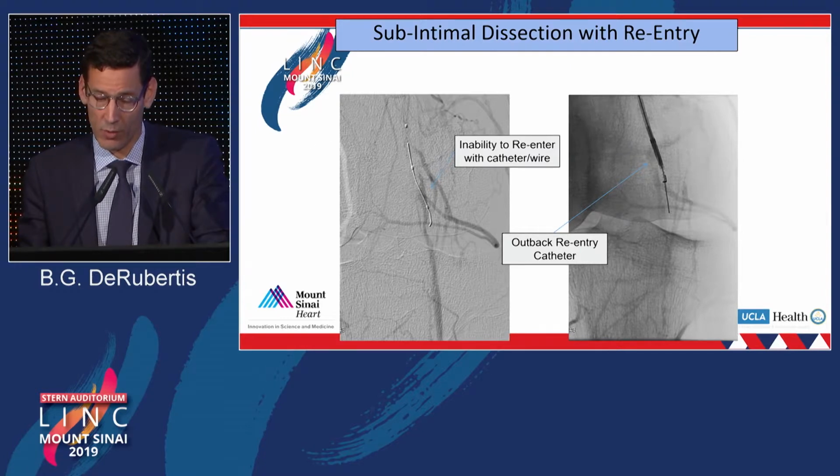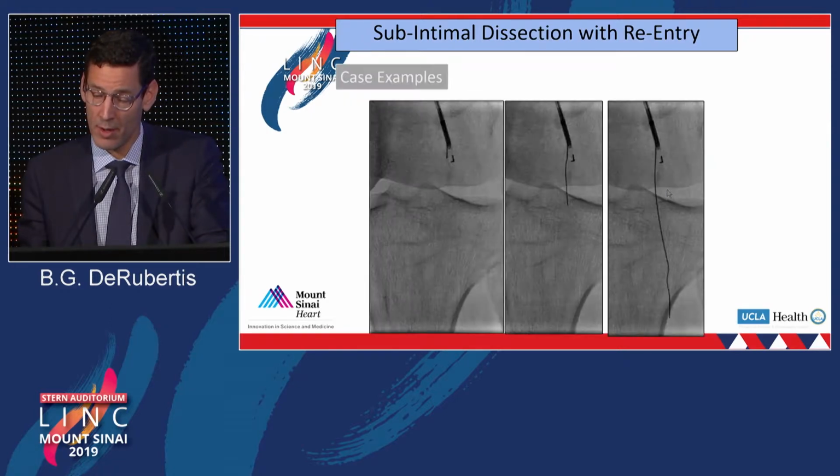This is an example of a case where I've gotten down to the reentry point. I'm using a CTO wire with that angled tip, as I mentioned, to try to pop back into that lumen. You can see I'm trying to direct it toward the lumen, but no matter where I approach this over here, I just wasn't able to get into this vessel with standard techniques. So I brought an Outback catheter down to this level, next adjacent to the lumen here.